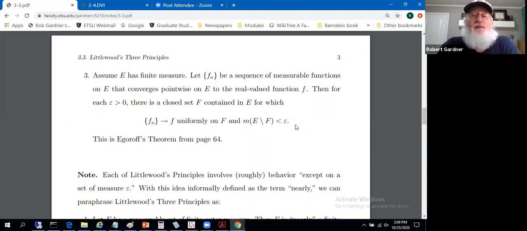So they're saying if, in the setting of measurable functions, you have pointwise convergence on set E, it means at every point of set E, pointwise convergence on set E, then if you throw out just a little bitty set, E set minus F, then you can actually get uniform convergence. And not just any set on which they're getting the uniform convergence, but a closed set. So it's more than measurable, it's a closed set. So that's a little bit of an extra constraint there.